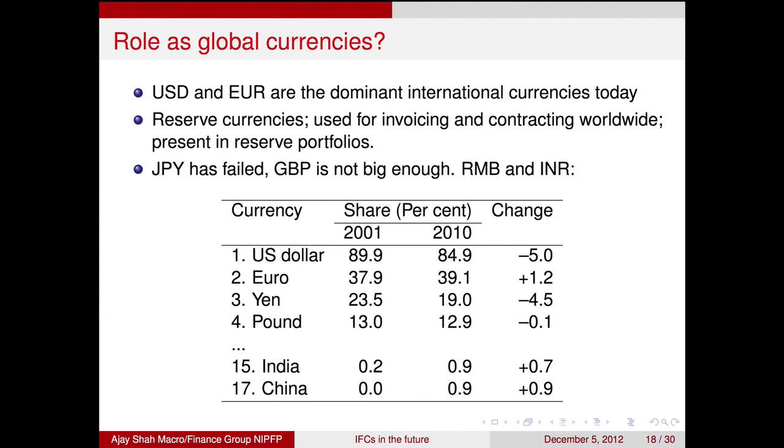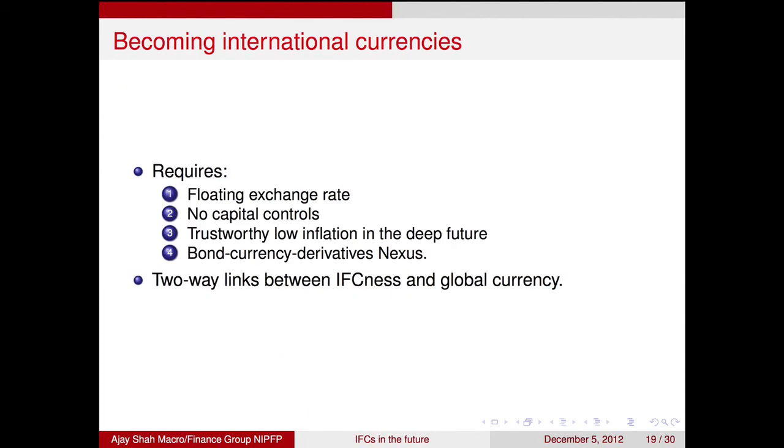There's a fair bit of growth going on from 2001 to 2010. There's been quite a bit of action. But this is really for the future, for these countries to emerge as international currencies. I want to emphasize the four preconditions for the RMB and for the INR to emerge as meaningful international currencies. They have to have a floating exchange rate. They have to have no capital controls. They have to have trustworthy low inflation on 30-year horizons. And they have to have deep and liquid markets for fixed income and currency and the derivatives that link up all this. What the beautiful phrase coined by Percy Mistry is the bond currency derivatives nexus.